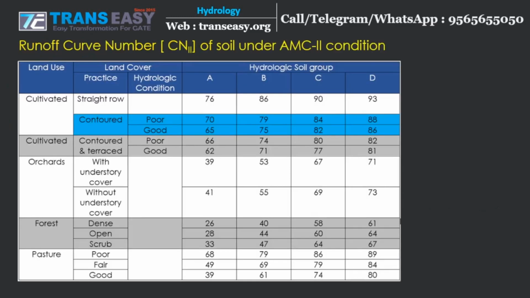Okay, so dear friends, here we have curve number of soil under AMC condition 2. ये CN2 का मतलब है एंटीसीडेंट मॉइस्चर कंडीशन 2 है, मतलब एवरेज मॉइस्चर है. लैंड यूज, कल्टिवेटेड लैंड, फॉरेस्ट, पास्चर, ऑर्चर्ड, रोड, पेवमेंट, वेस्टलैंड. सो ये लैंड यूज है.